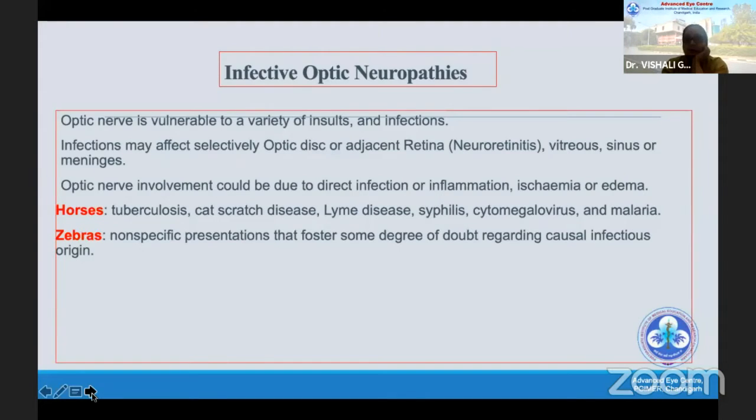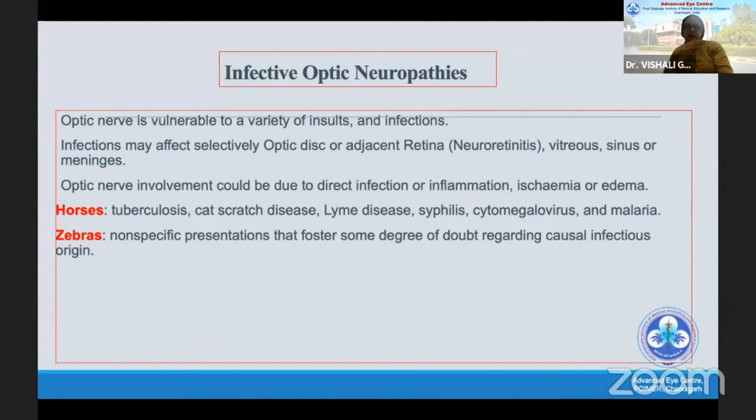So, Dr. Jaspreet has given me a topic on infective optic neuropathy. We all know that the optic nerve is vulnerable to a variety of insults and infection, and Dr. Diksha very elegantly showed us there could be different causes for optic neuritis, and infection is one of those.